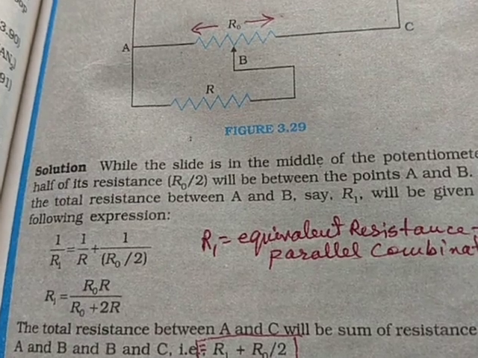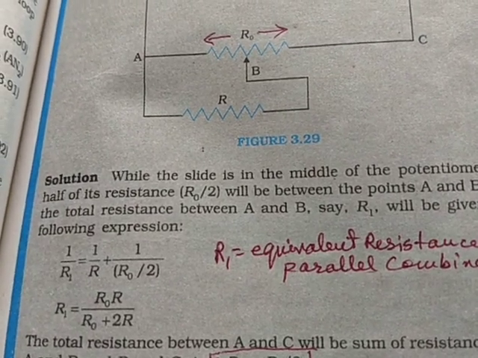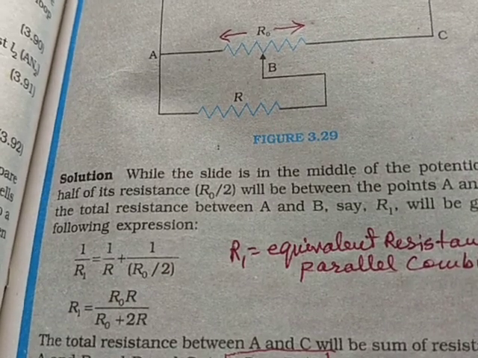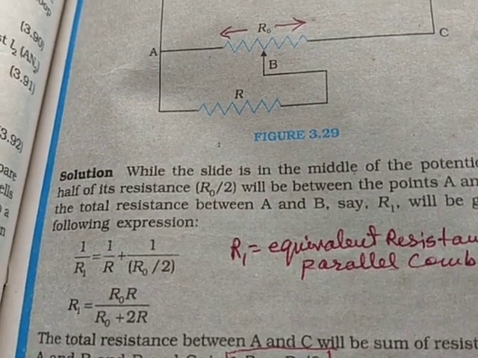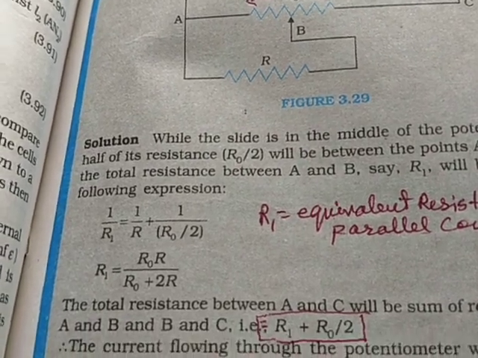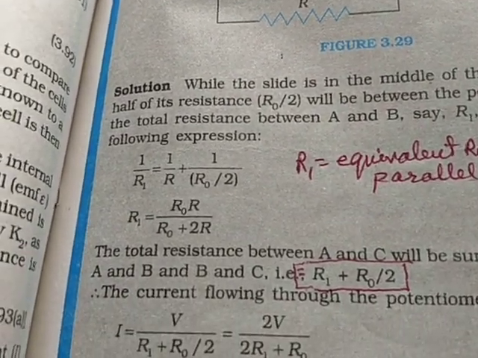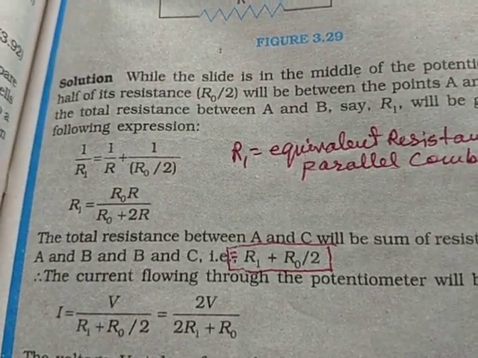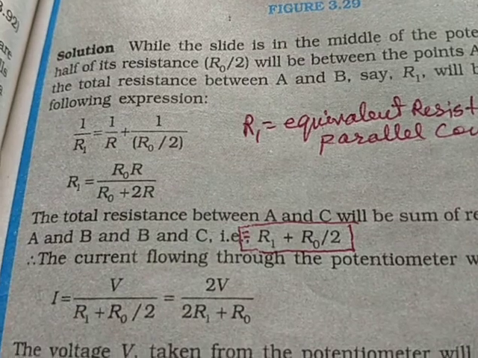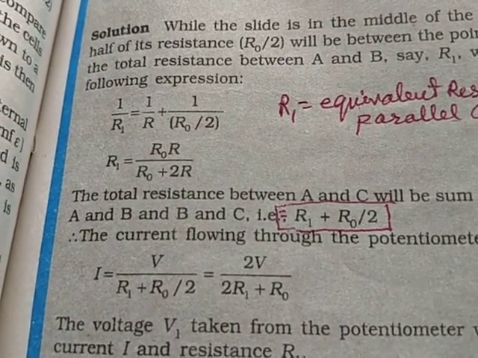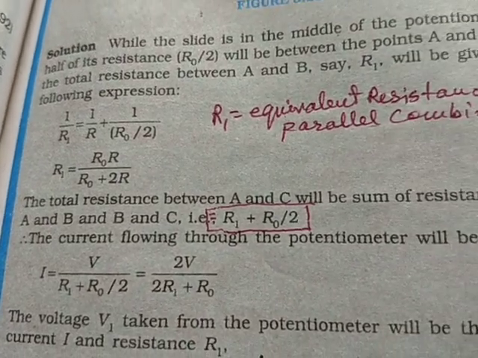For that, when half of the resistance is used between the arm AB of the potentiometer, the total equivalent resistance of the parallel combination of R0 by 2 and resistance R is given by the relation 1 by R1 is equal to 1 by R plus 1 by R0 by 2, and that gives R1 equal to R0 R by R0 plus 2R.